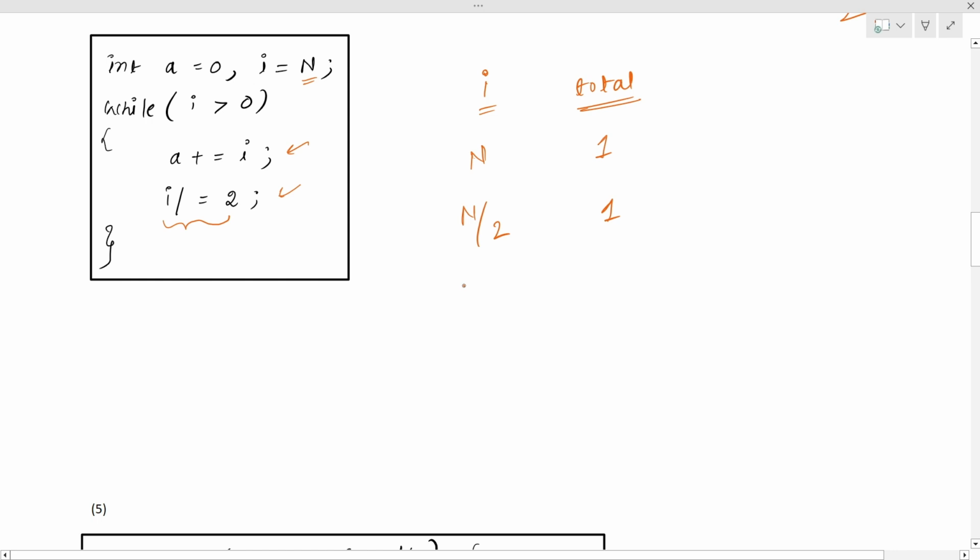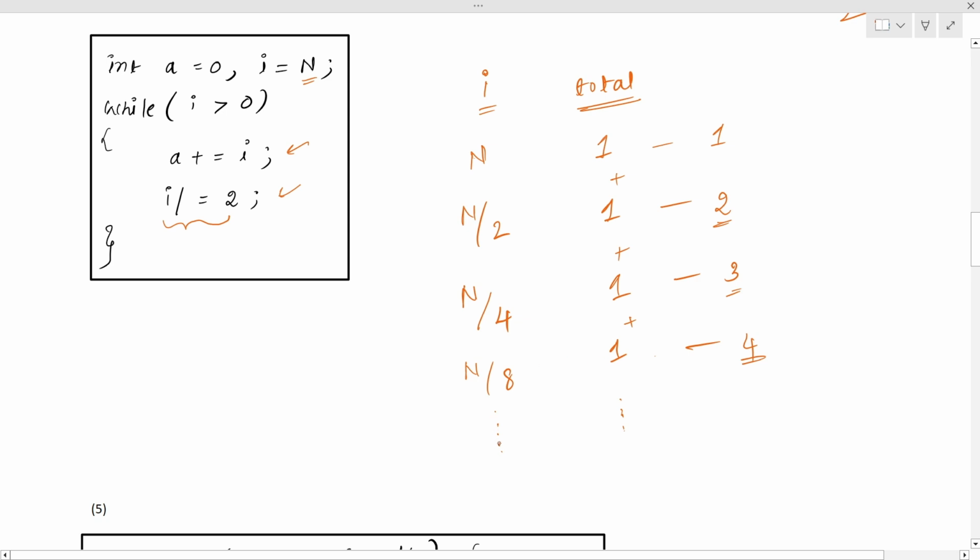Again what will happen? This n by 2 will become n by 2 divided by 2. That means n by 4. So again for one iteration and again n by 8 again for one iteration. So it goes on like this, right? So you can clearly see by this time it has completed one iteration. By this time it has completed two iterations. By this time it has completed three iterations. By this time it has completed four iterations. I'm just writing a summation of this, right? Like 1 plus 1 it's 2, 1 plus 1 plus 1 it's 3, and 1 plus 1 plus 1 plus 1 it's 4.